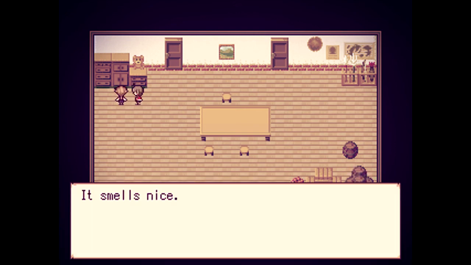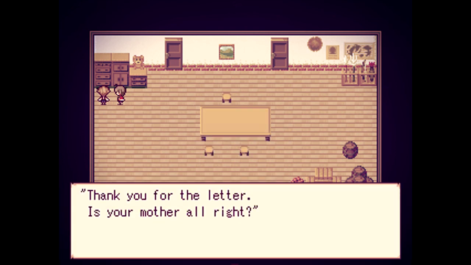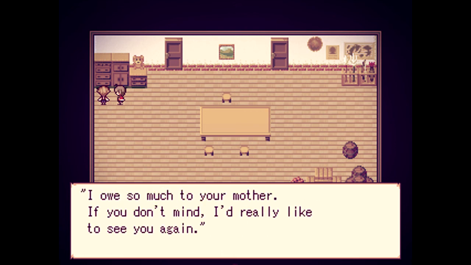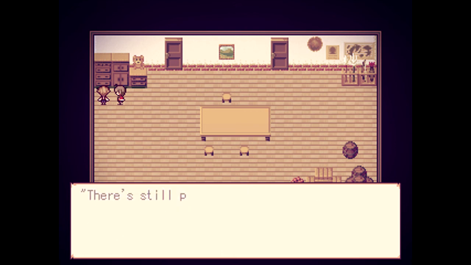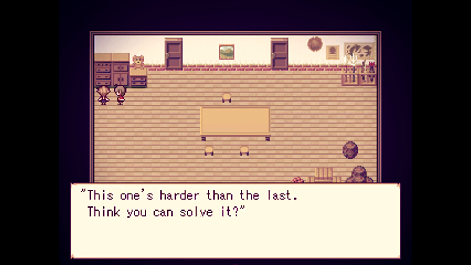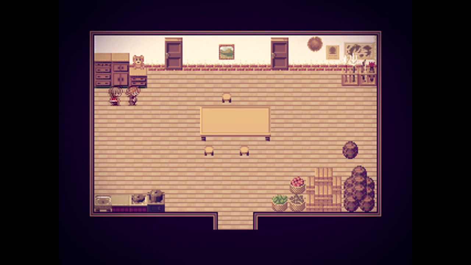Teddy is fluffy and warm. Thank you for the letters. Your mother all right? You shouldn't push yourself either. If there's anything you need, please get an adult to help. I owe so much to your mother. If you don't mind, I'd really like to see you again. There's still plenty of space, so I'll ask you a riddle again this time. This one's harder than the last. Think you can solve it? First of all, it is only 2, but in time there are 4, then soon 8. How many are there in the end? 16? I don't want to read them all.